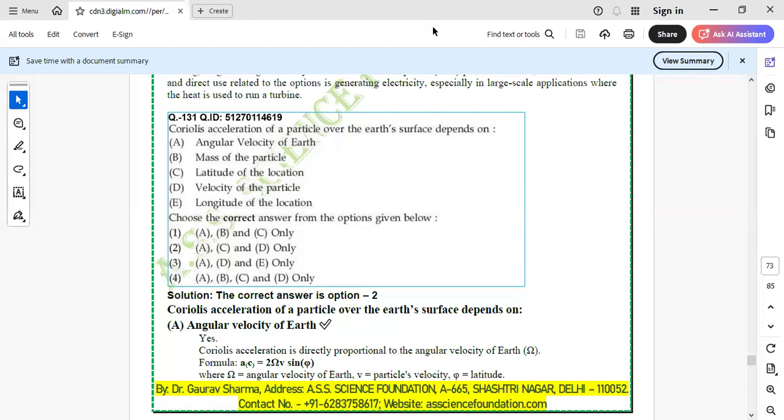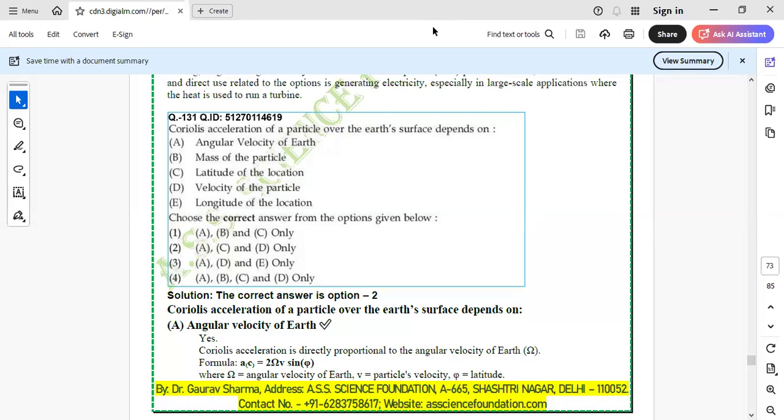This is the last official class of this semester, and we will be discussing the remaining 20 questions. Tomorrow we will keep a 20-minute session on how to attempt the paper. That's it. So without wasting any time, let's start with question number 131. We have already discussed till question number 130.